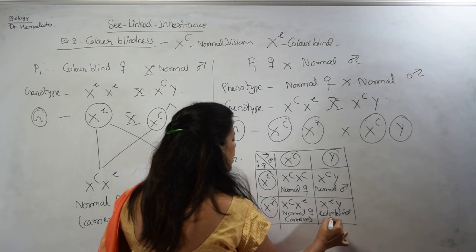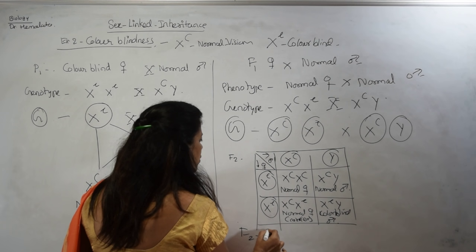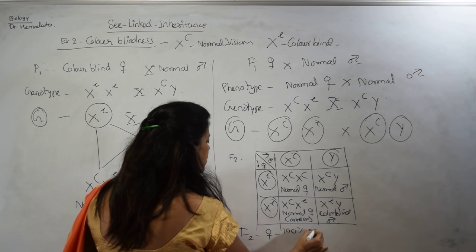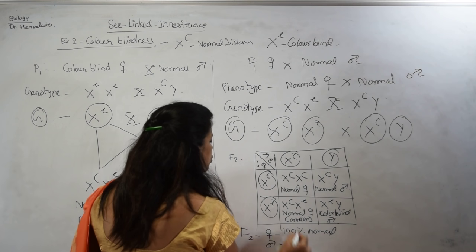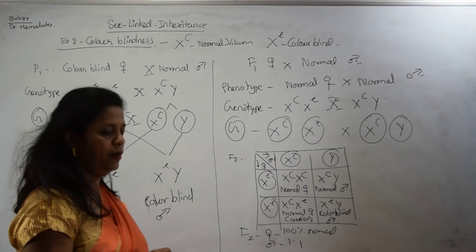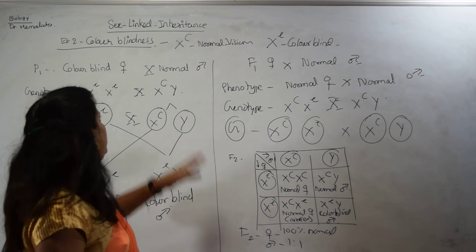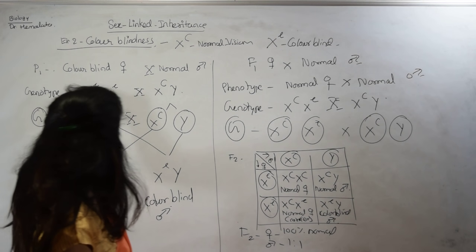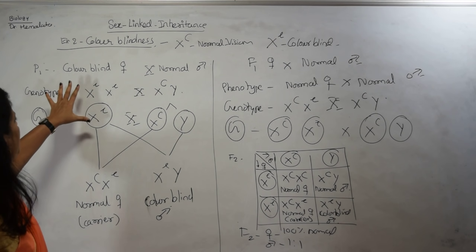Colorblind male. Okay. So in F2 generation, what you got? The females are 100% normal vision, and males have got 1:1 colorblind, 1 normal. Right? Again, you can see zigzag type of inheritance. In the first generation, you got the disease. Second generation, it has transferred from this female to the male. Right? Colorblind. She is a female colorblind.